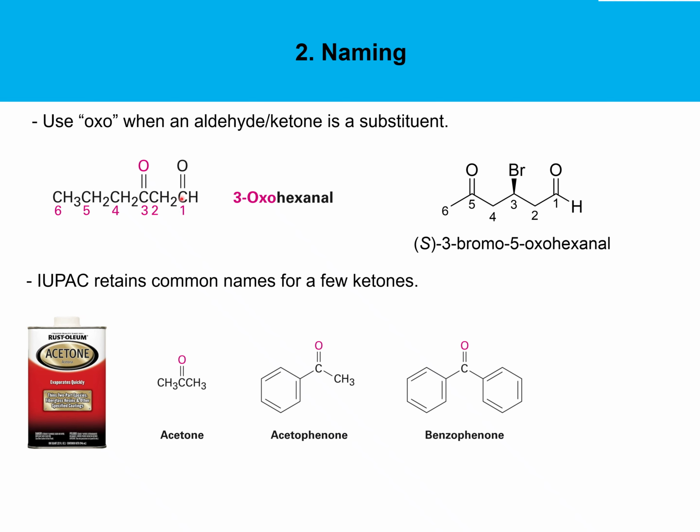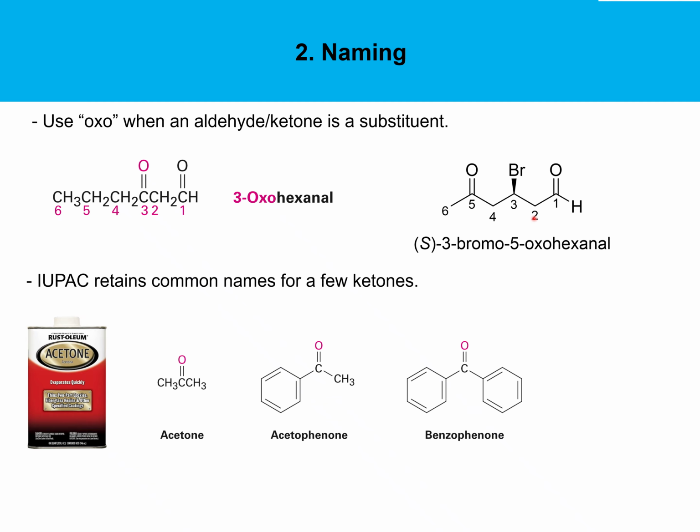So the aldehyde is, of course, on carbon 1. So we would name this as hexanal. And then we have the ketone on carbon 3. So this would be named as 3-oxohexanal. Notice again, we don't need to indicate that the aldehyde is on carbon 1, since by definition, aldehydes will always be on carbon 1. In the next example, we have again an aldehyde and a ketone.